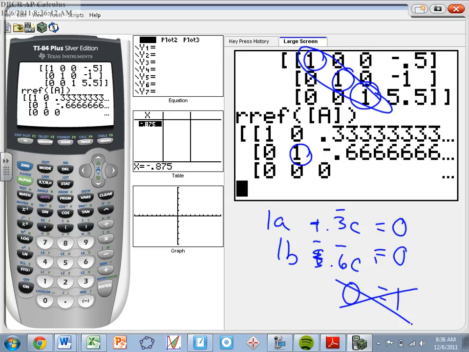Pivot, P-I-V-O-T. Sorry, P-I-V-O-T. Oh, pivot, like pivot foot in basketball, where you pivot around, same word. Or baseball. I know.